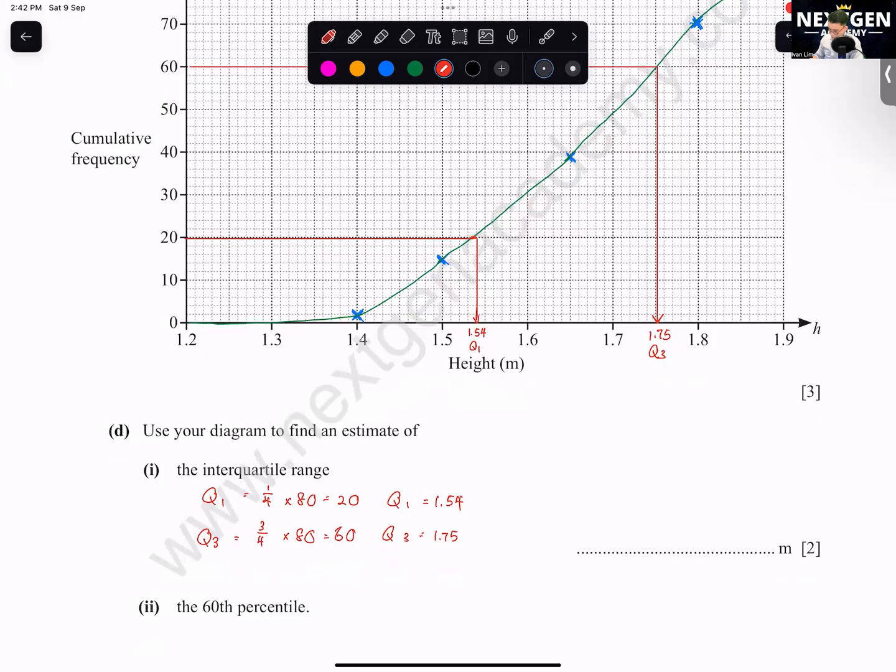Then interquartile range, the formula is you take the Q3 value minus the Q1 value. So 1.75 minus 1.54, you get 0.21. But you follow your graph. You don't have to follow mine.